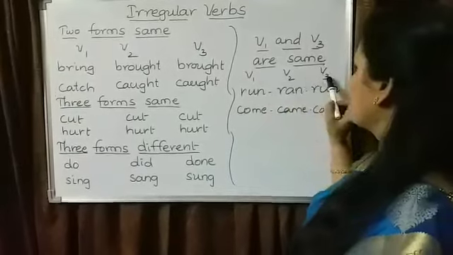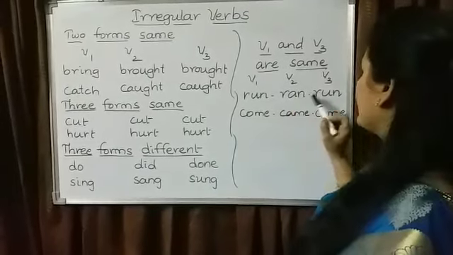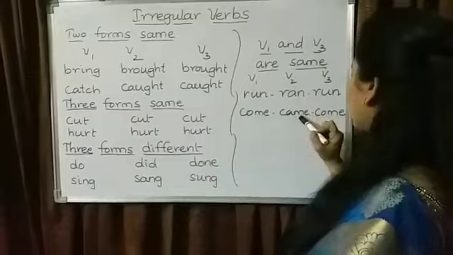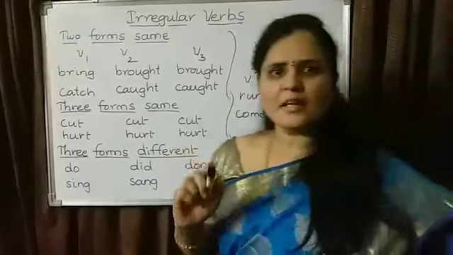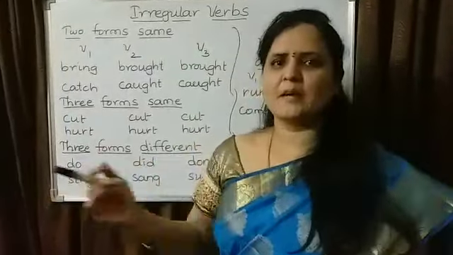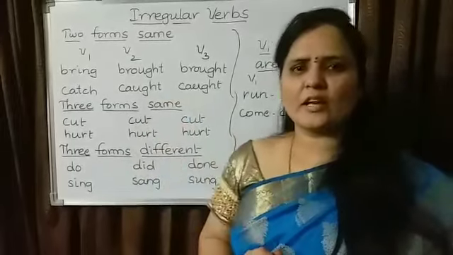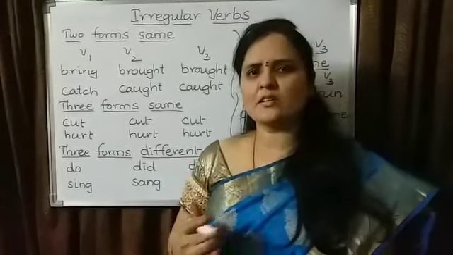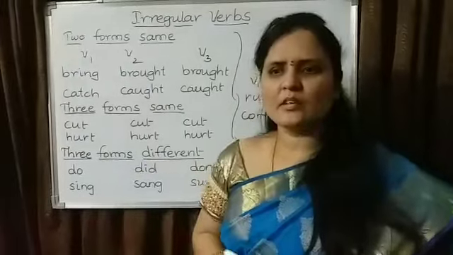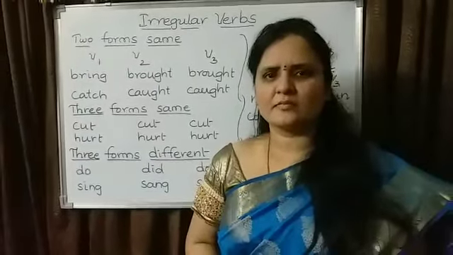V1, V2, V3. Run, ran, run. Come, came, come. Similarly, become, became, become. So such type of verbs we call as irregular verbs because they don't follow any rule, just like regular verbs.